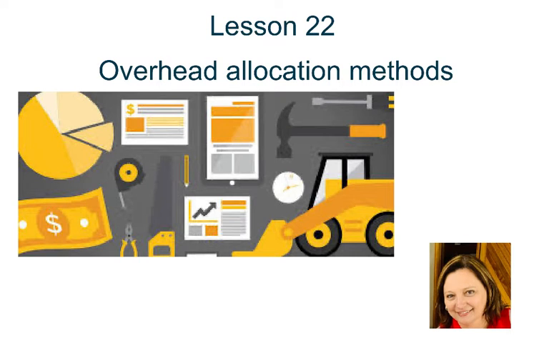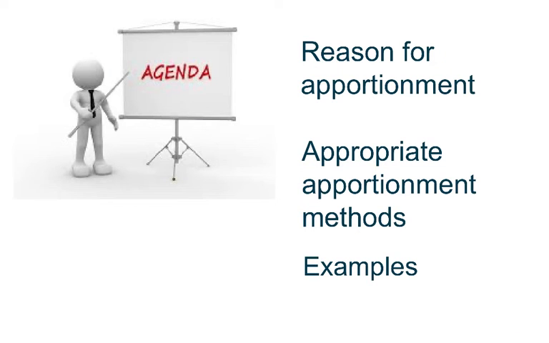Welcome to lesson number 22 of business accounting, and in this lesson we will learn about the different allocation methods on how to allocate your overheads. Now our agenda will be the reason for apportionment. So in other words, why do we need to distribute or apportion our overheads? Then different methods that we can use, and then I will give you a few examples.